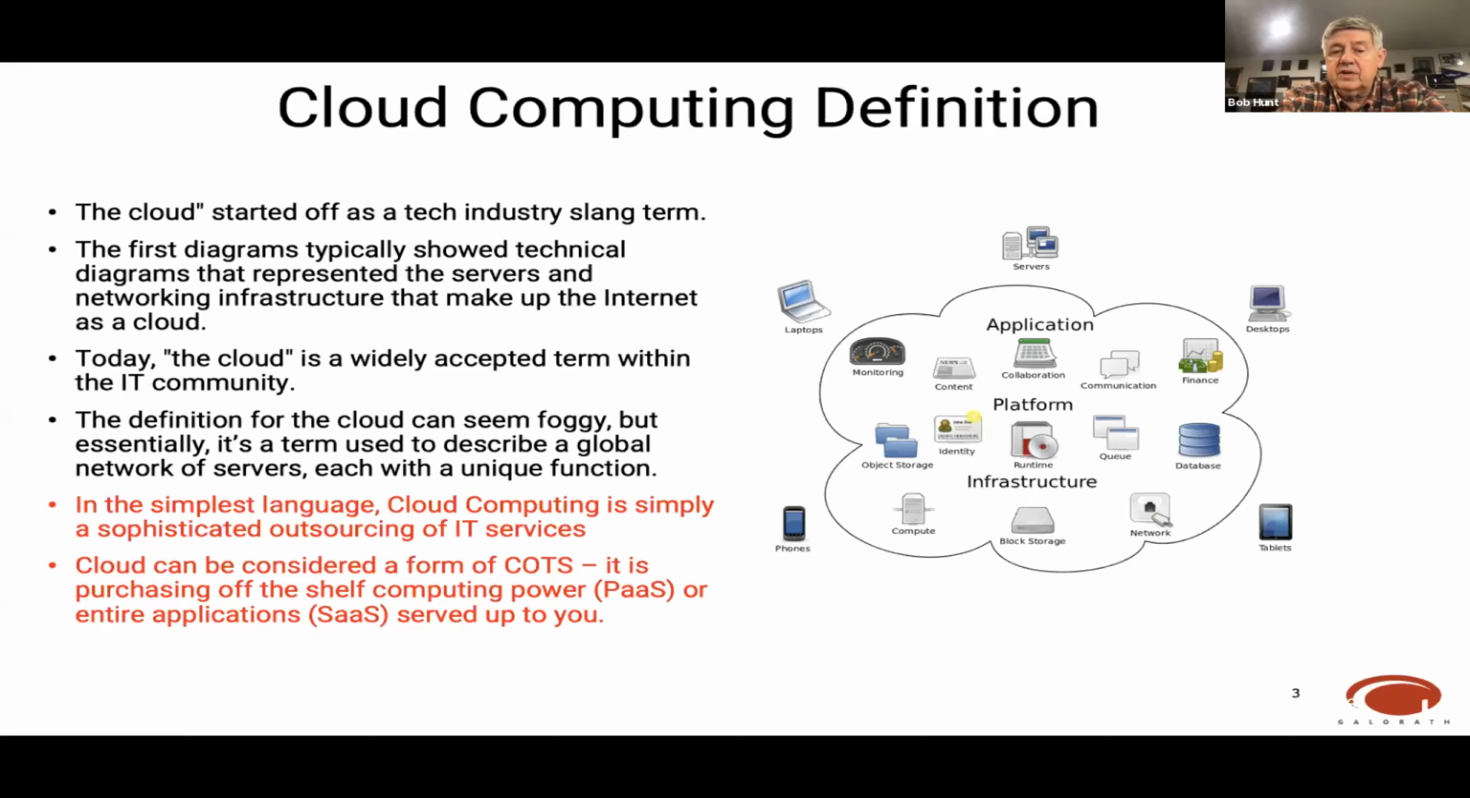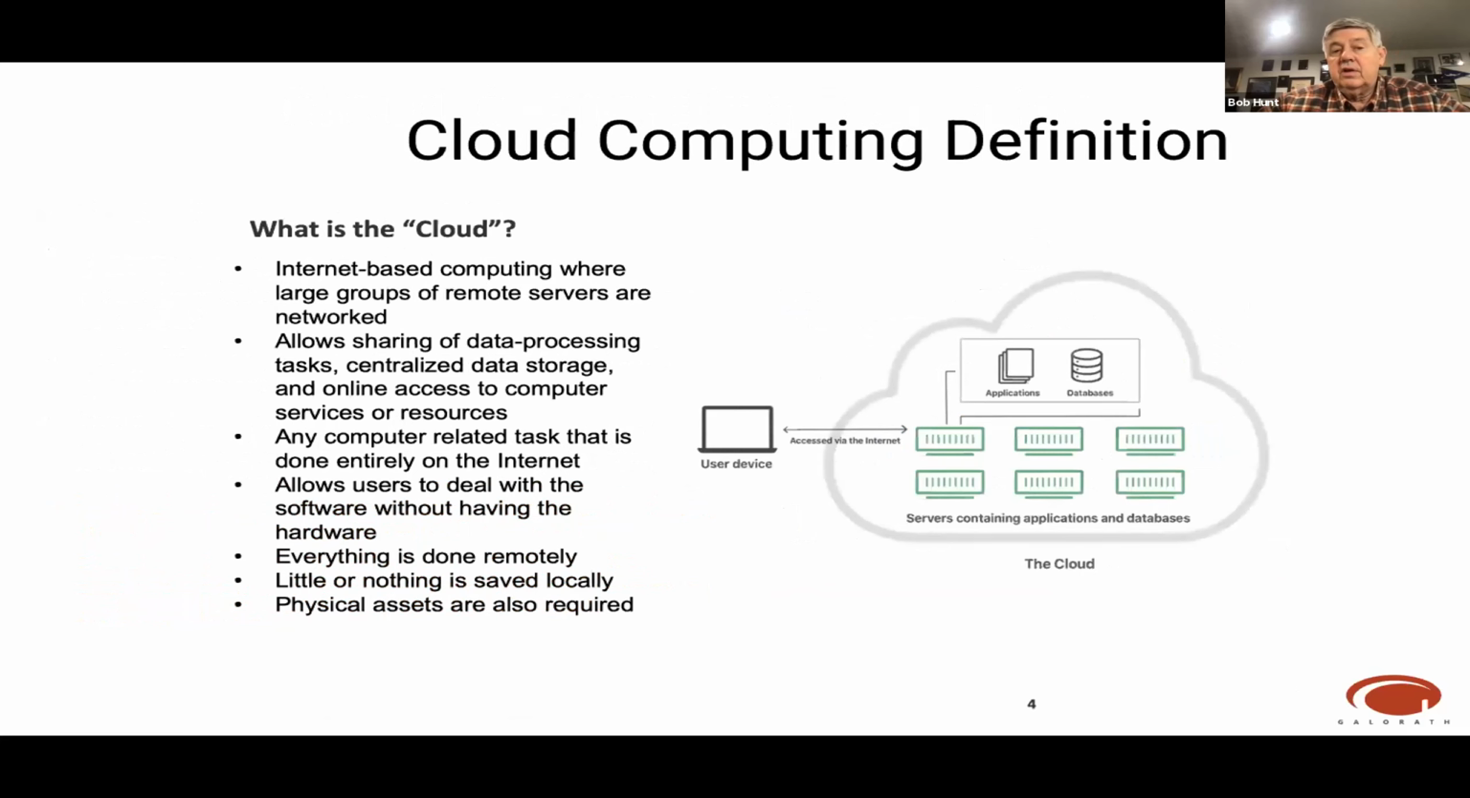Cloud can be considered a form of COTS. It's purchasing off-the-shelf computing power or entire software as a service served up for you. So what's the cloud? It's an internet-based computing system where large groups of remote servers are networked. It shares data processing tasks and centralized data storage. It's any computer-related task that's done entirely on the internet. It allows users to deal with software without having the hardware, and that's why people initially think cloud computing is so much cheaper. Everything is done remotely. Little or nothing is saved locally, and physical assets may be required.